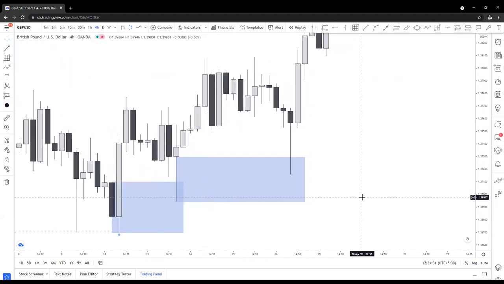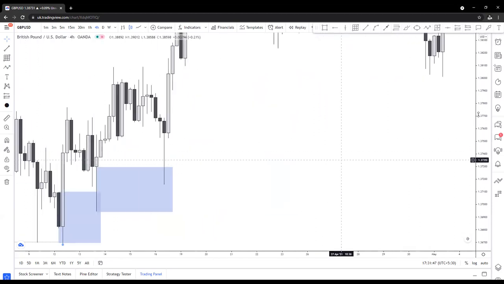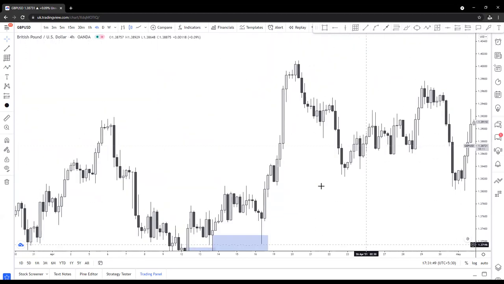And then the next thing about a wick is that the wick will always have an order block or an imbalance on the open of it and then on the 50%. On the open and then on the 50%. I'll show you some examples.